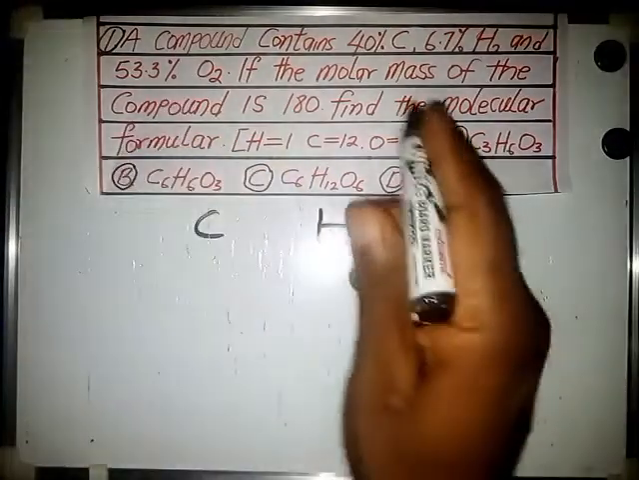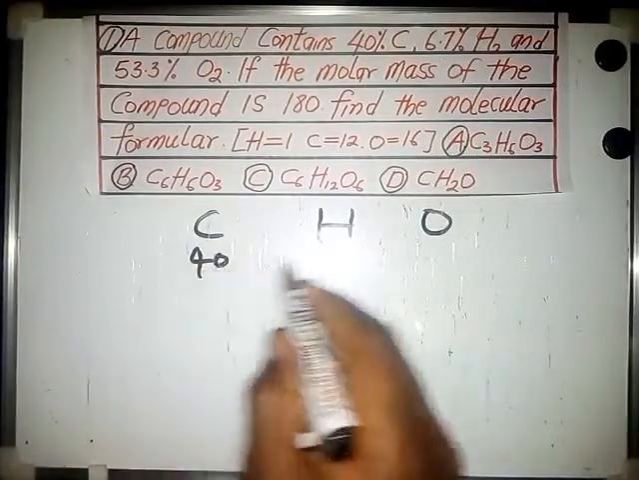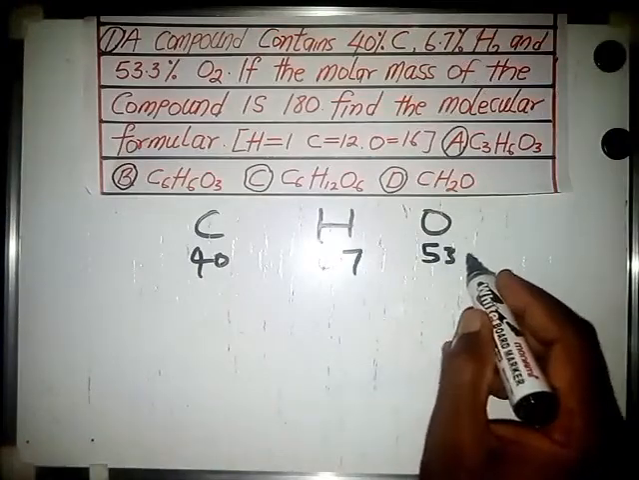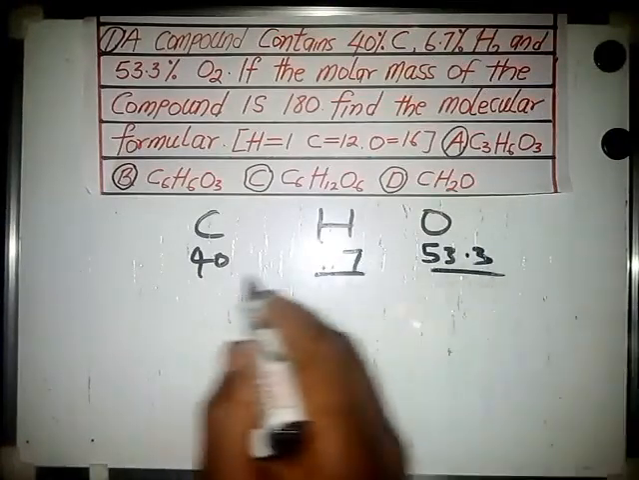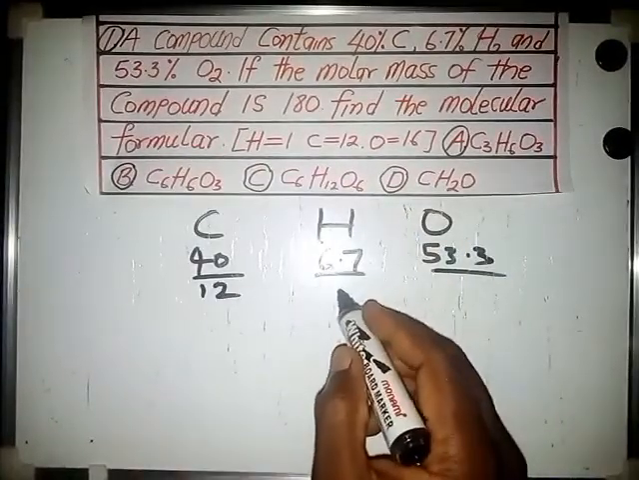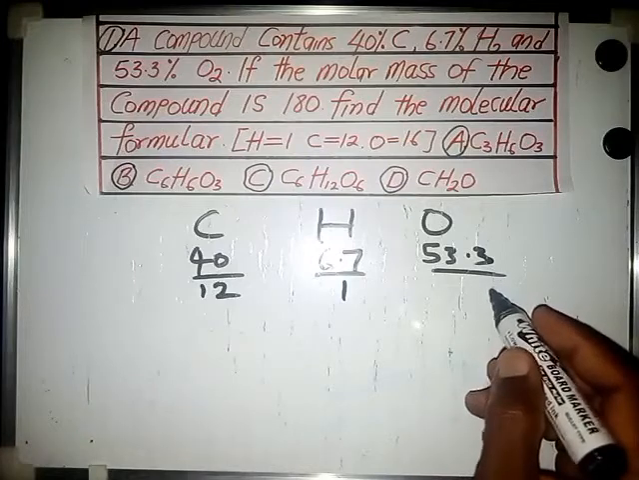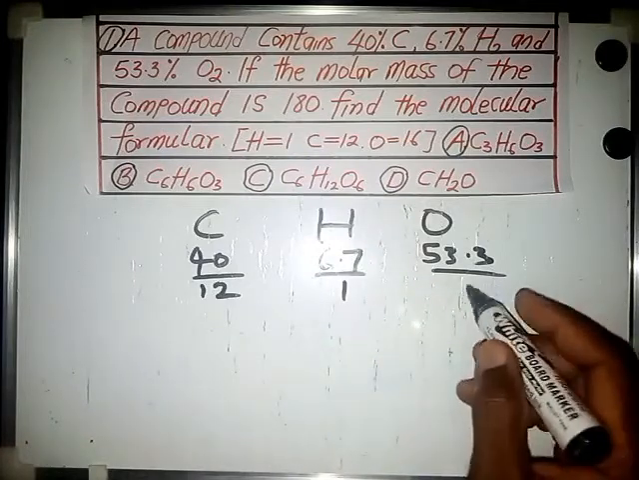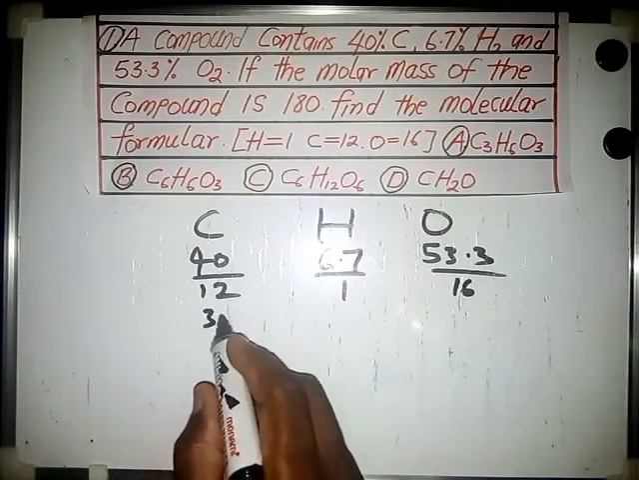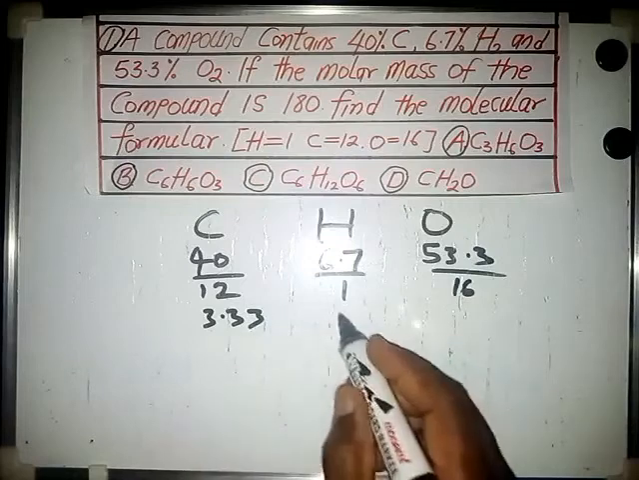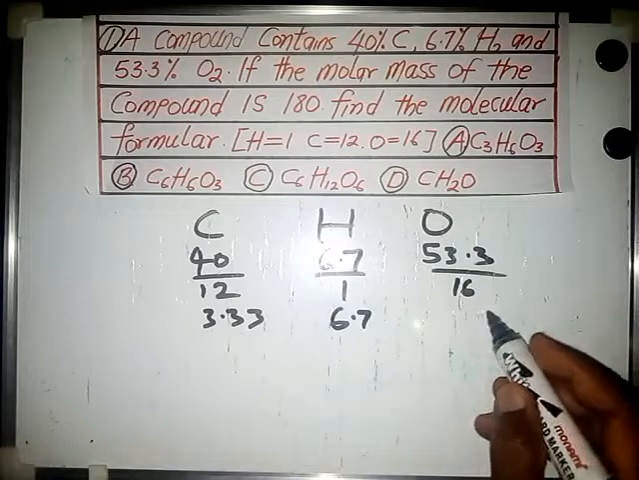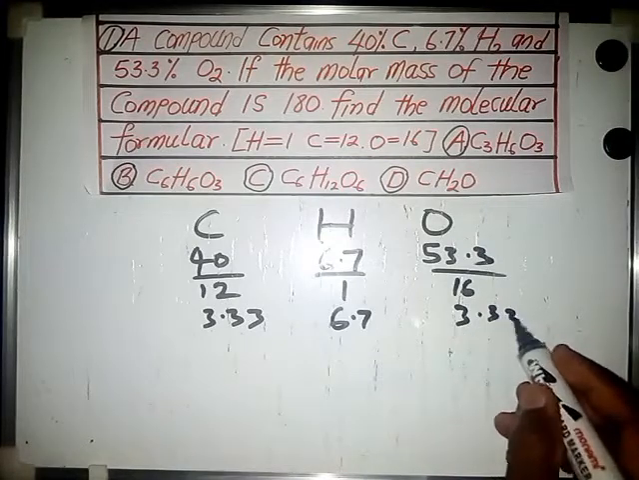So the percentage for carbon we're told is 40. That of hydrogen is 6.7 and oxygen is 53.3. So the first thing you do, you have to divide by their atomic masses. From here you are given carbon is 12, hydrogen is 1, oxygen is 16. So when you divide, you're going to get 3.33 here. Then here, of course, you're still getting 6.7. Then here you are getting also 3.33.